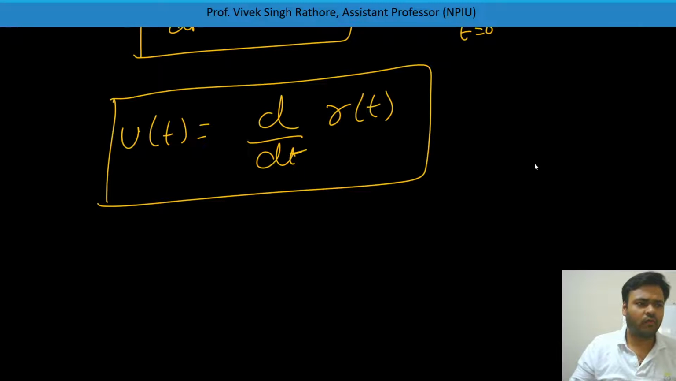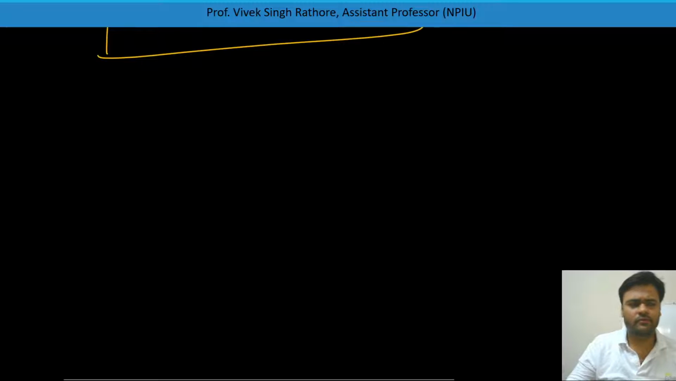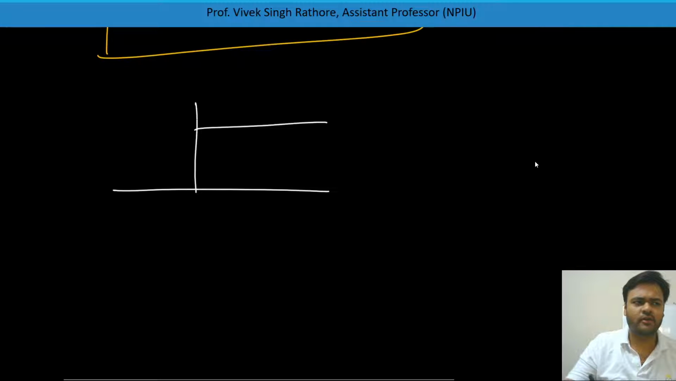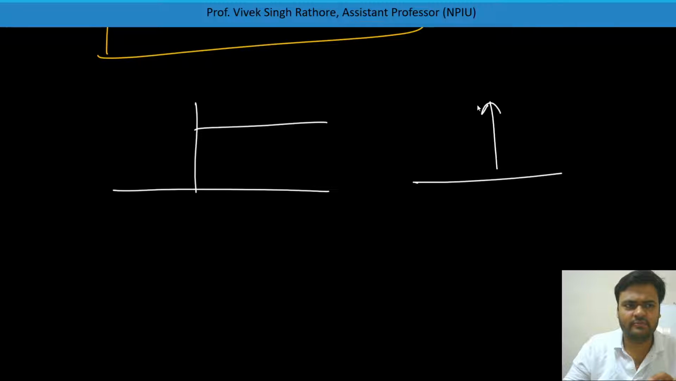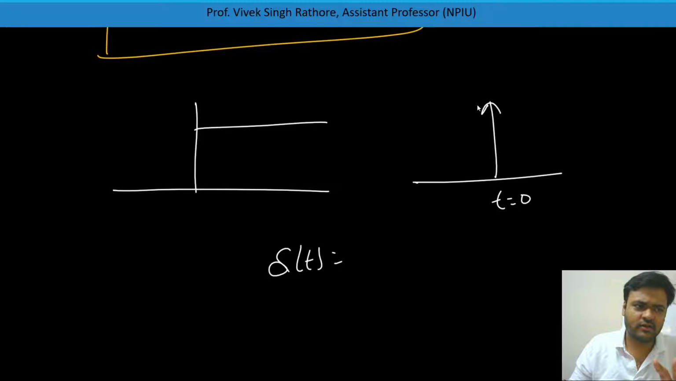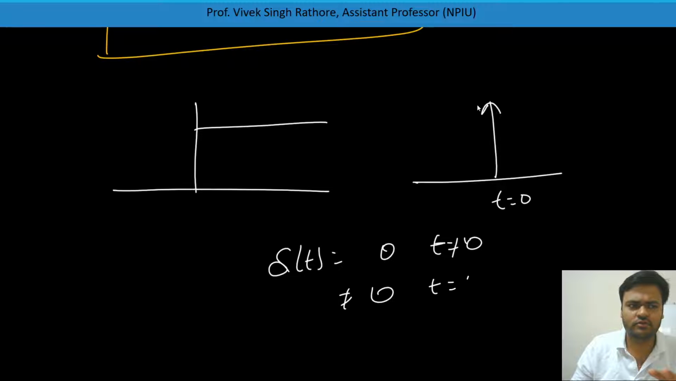Okay, now what will happen if you do the unit step only? Let's suppose a unit step signal is there, and u(t) is equal to some values. So this is a unit step signal, and when you see our impulse signal, delta(t) is equal to 0 for t not equal to 0, and is not equal to 0 for t equal to 0, if you mathematically write it down.